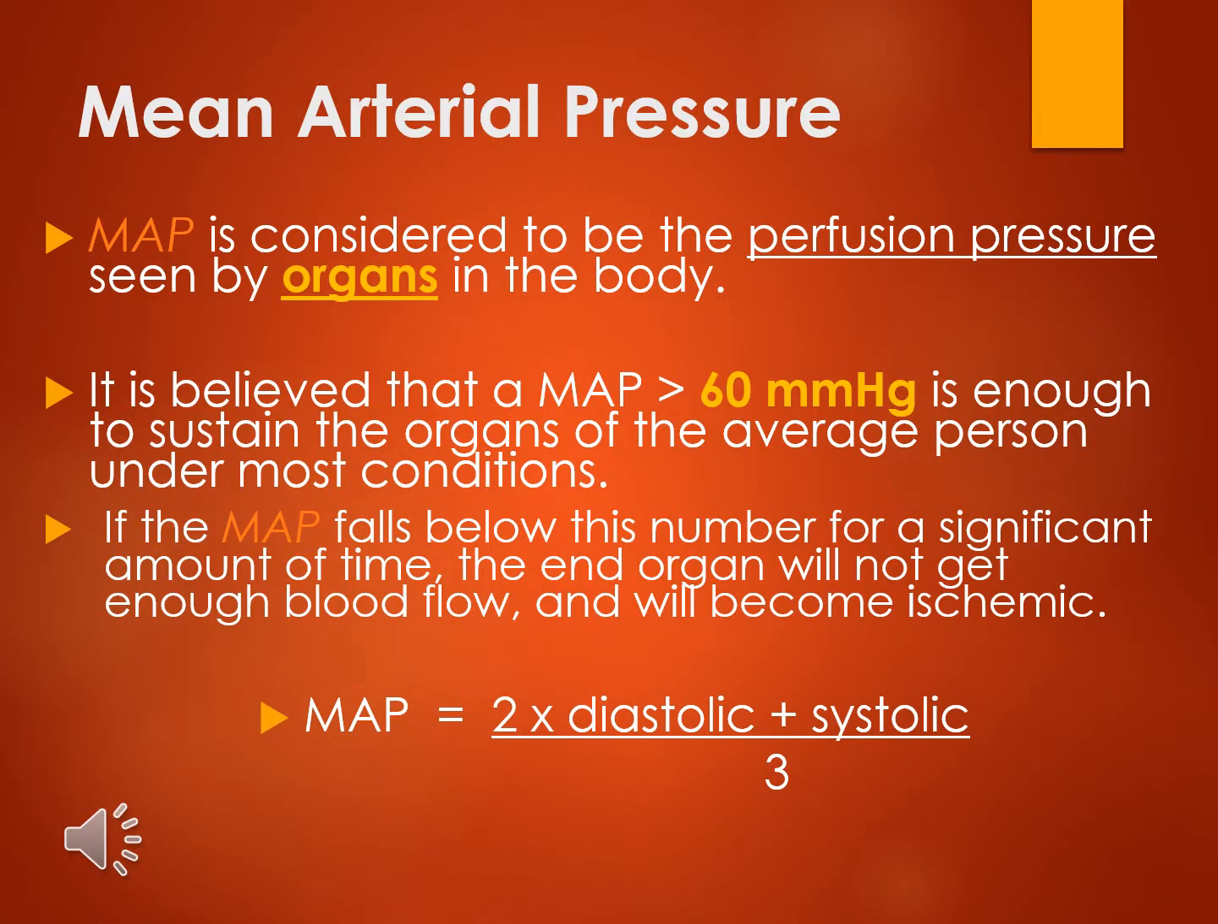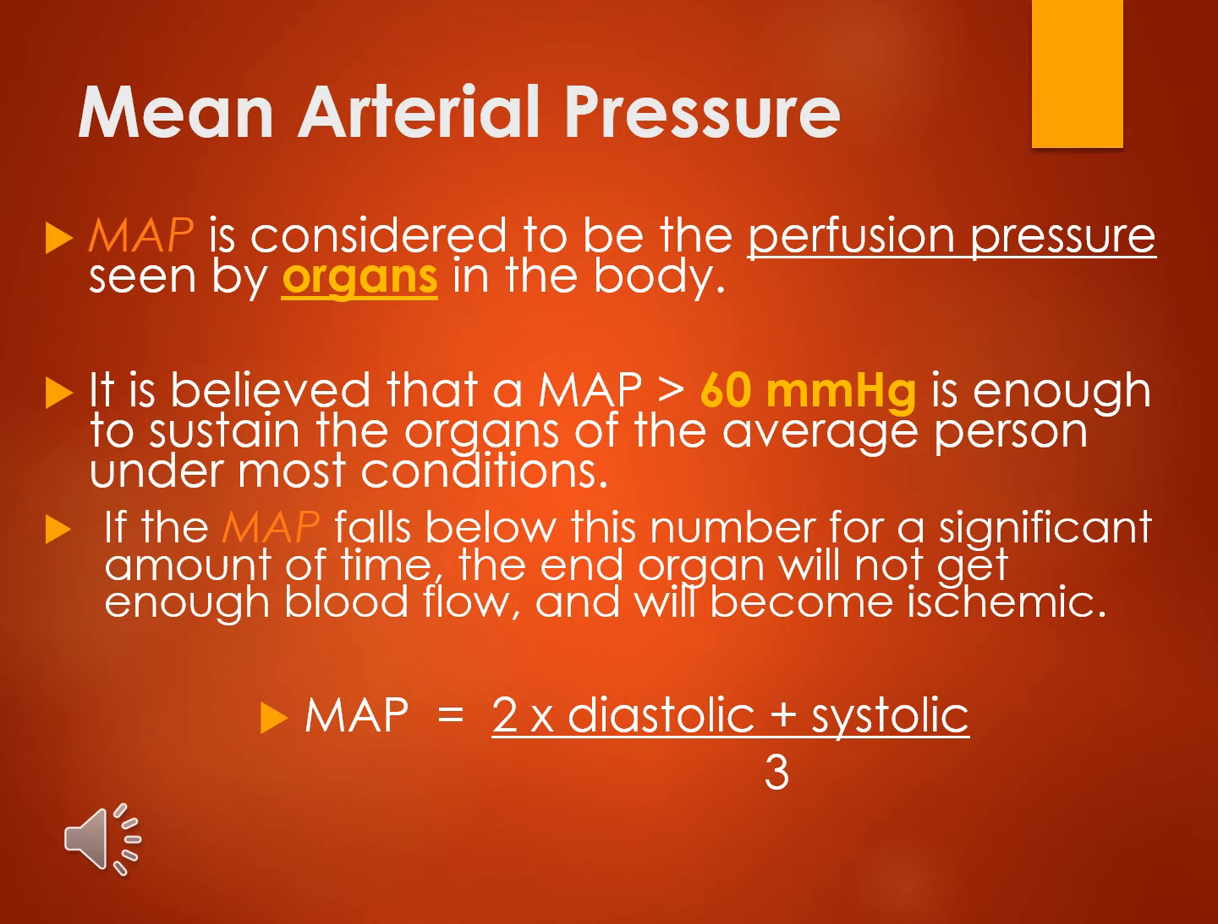Mean arterial pressure is considered to be the perfusion pressure seen by organs in the body. It is known as MAP. It is believed that a MAP of greater than 60 millimeters of mercury is enough to sustain the organs of an average person under most conditions. If the MAP falls significantly below this number for an appreciable time, the end organ will not get enough blood flow and will become ischemic.